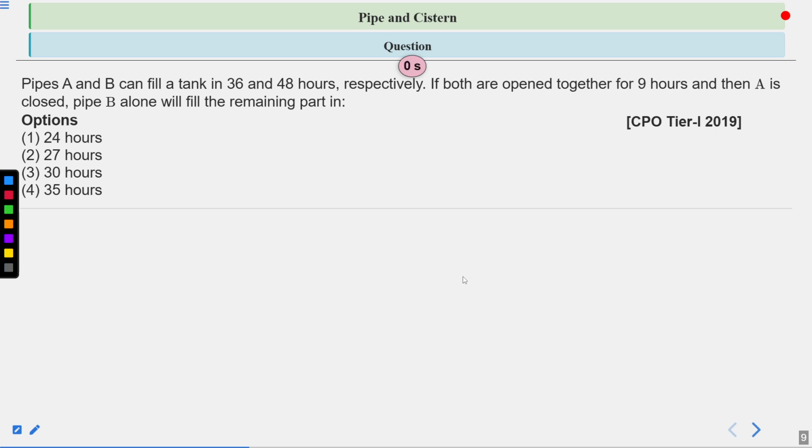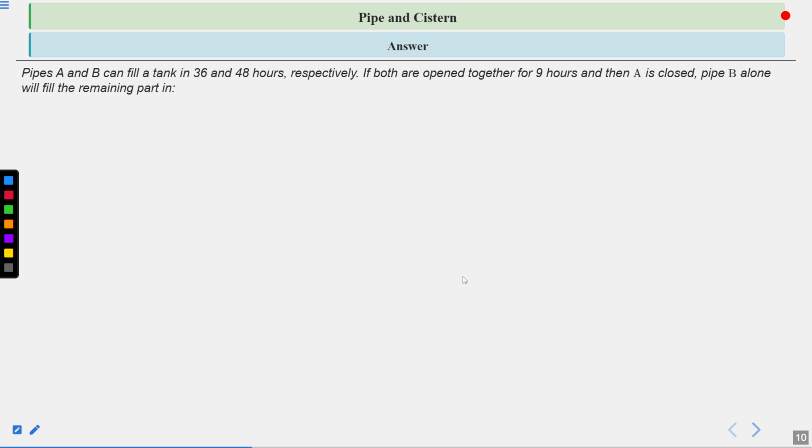Now time's up. Let's see the solution of this question. The question says that pipe A and B can fill a tank in 36 hours and 48 hours. So we take the LCM, and we get the efficiency of pipes A and B.